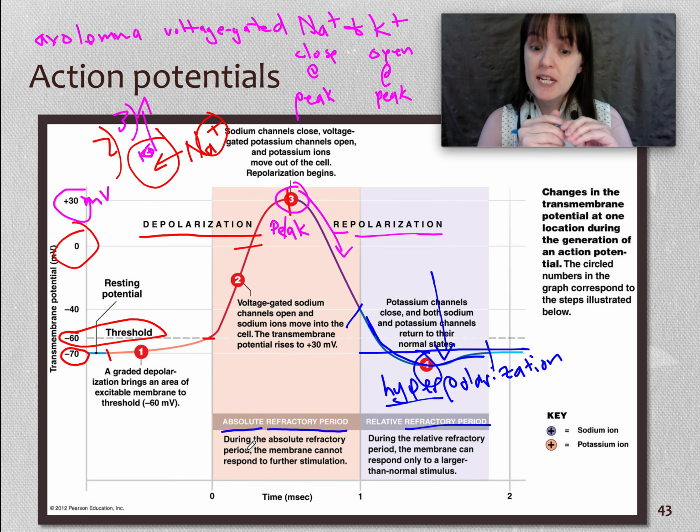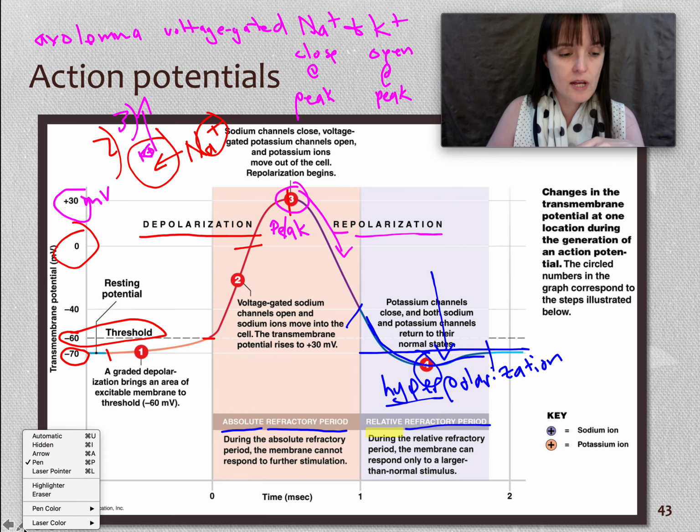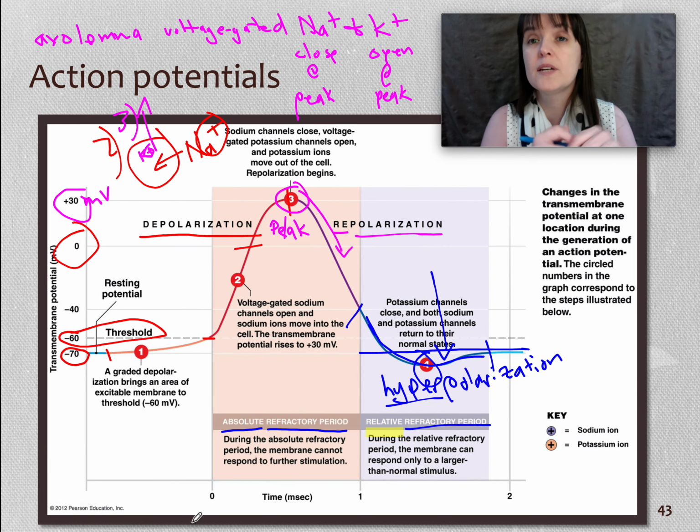You can still start an action potential, but it takes more doing. It takes more to do it because you're further from your goal.